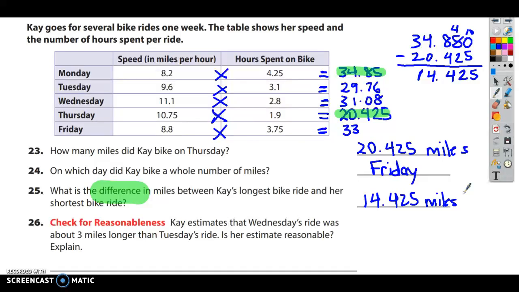Is her estimate reasonable? If you go to Wednesday, it's 11 times 3. That's about 11, and that's about 3, and 11 times 3 would be about 33. Do you agree with that? Wednesday's bike ride was about 33 miles. Then we're comparing that to Tuesday's ride. Tuesday's ride is about 10, and that's about 3. 10 times 3 is about 30. Is 33 about 3 more than 30? It is. So I'm going to say yes.